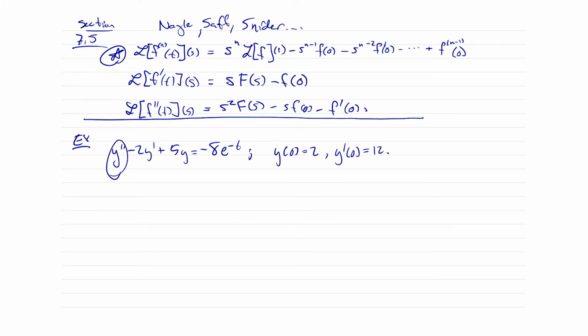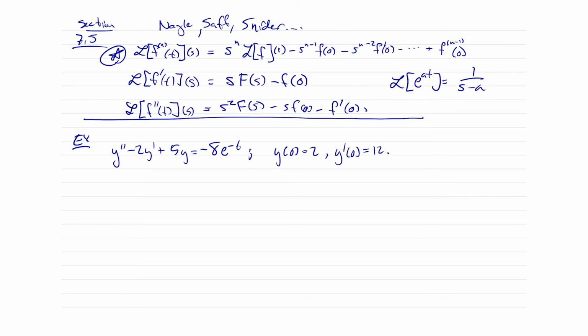So we need to convert y double prime using the formula here. Then we need to convert y prime using this formula here. And y just gets changed to be capital Y. And we remember the Laplace transform of, say, e to the at is equal to 1 over s minus a. Okay, so let's go ahead and do this.